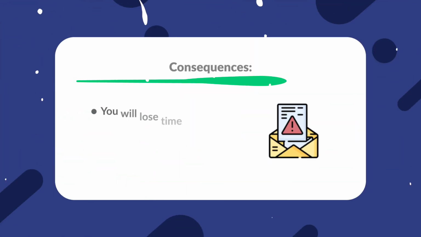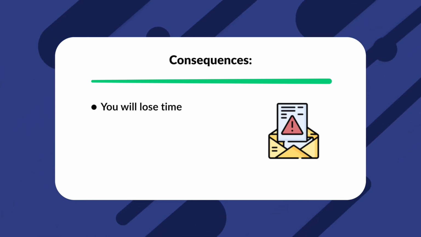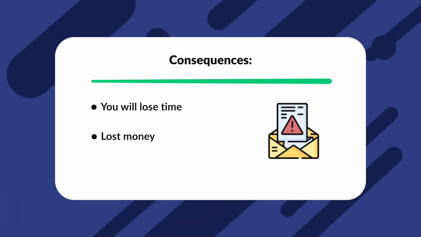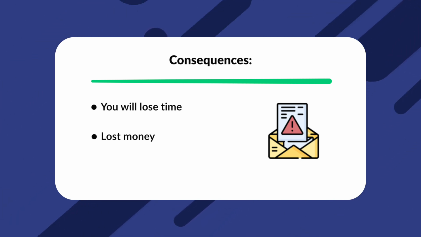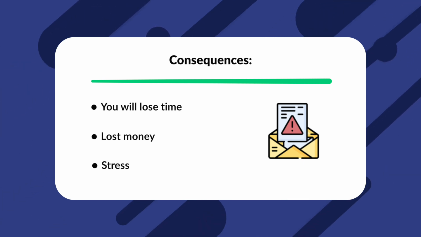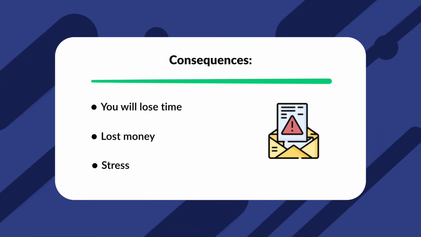Consequences of not sending a past due rent notice. If a landlord does not send a late rent notice, they could suffer the following consequences. You will lose time. Researching how to evict a tenant and pursuing overdue rent will cost precious time. Lost money. You will need to pay court fees and pay an attorney to begin eviction proceedings. Stress. Pursuing a tenant, having them live on your rental property for free, and filing an eviction lawsuit can cause lots of stress and frustration.